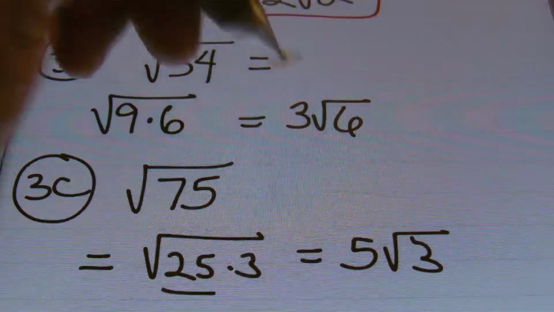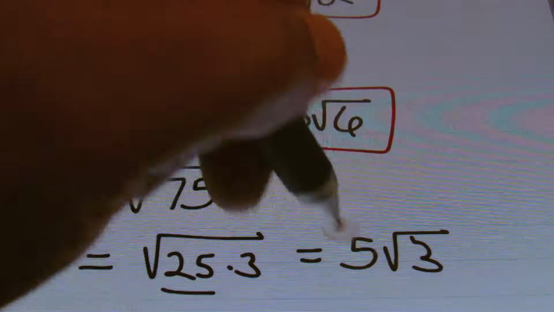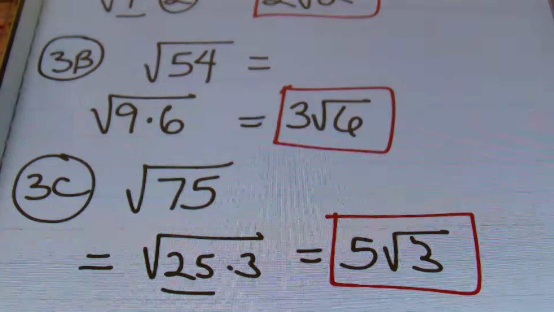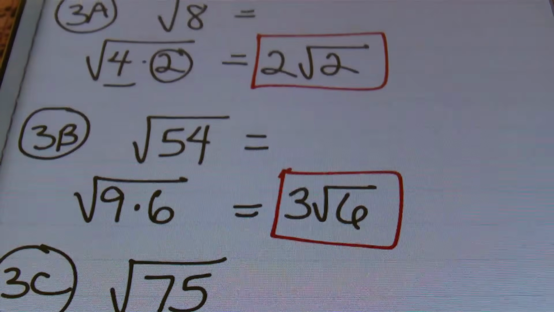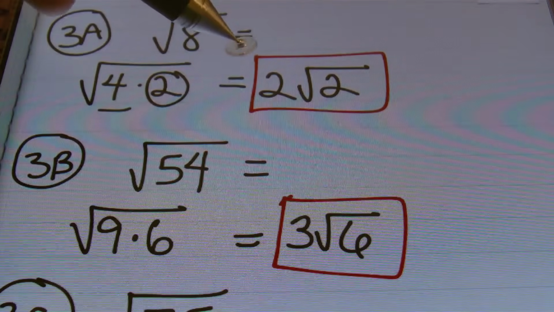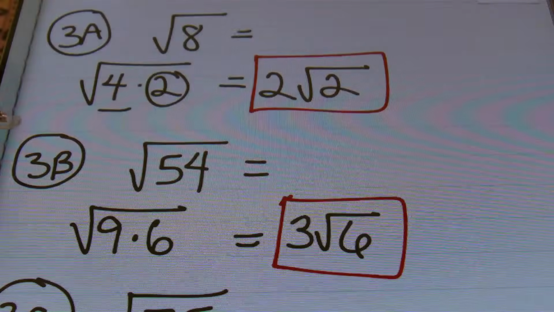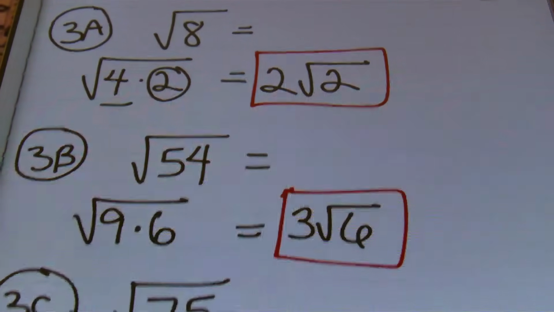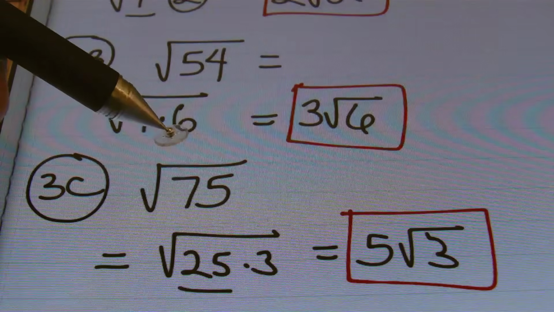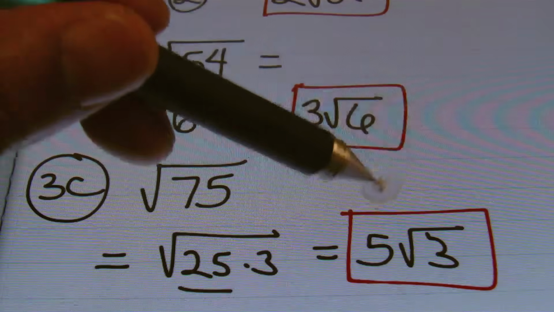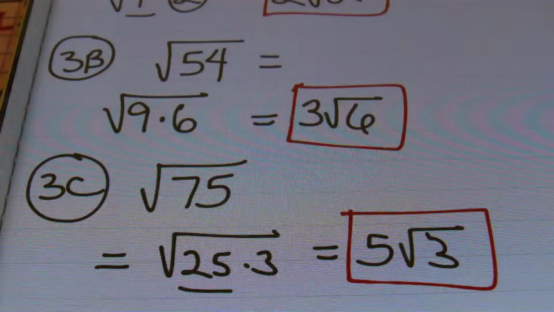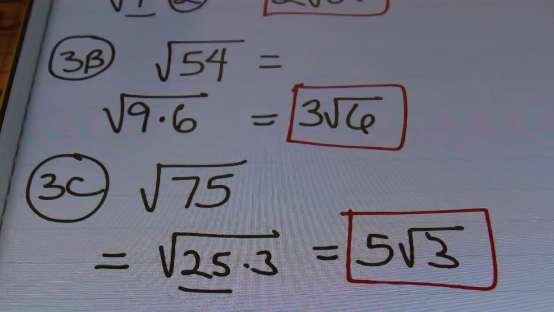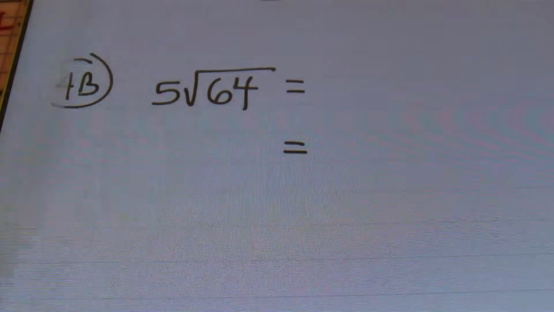Let's go ahead and put some boxes around these answers here. I like boxes around my answers. Just saying. So 3a, we start out with the square root of 8. That simplifies to 2 times the square root of 2. We then, in 3b, had the square root of 54, which simplifies into 3 times the square root of 6. And for 3c, we had the square root of 75, which simplifies into 5 times the square root of 3. Done and done. All right. Let's keep it moving.